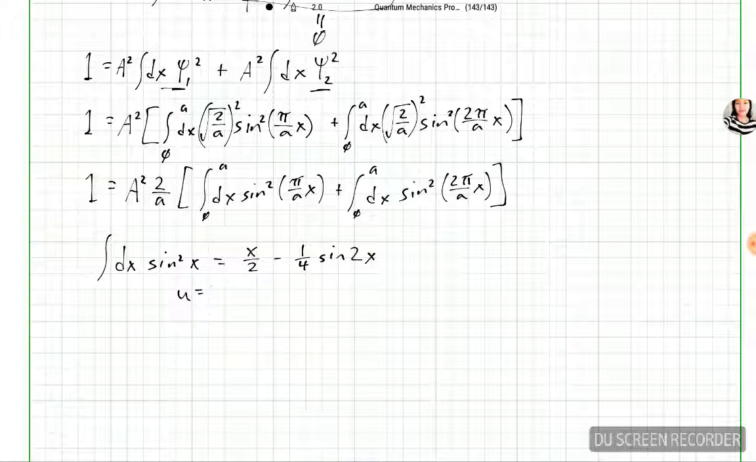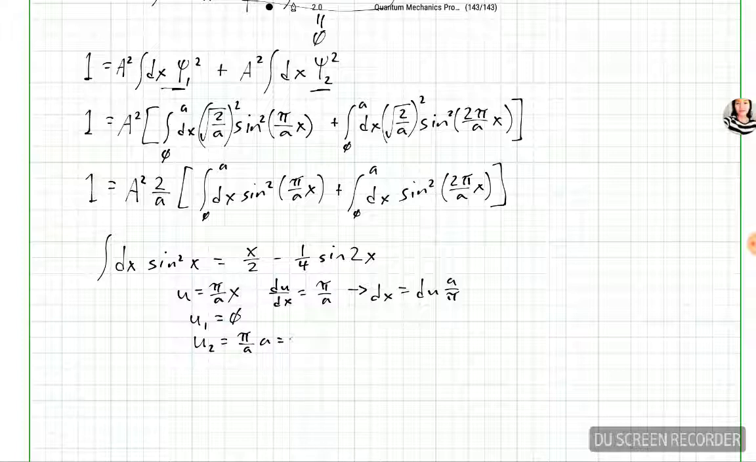My first u substitution is going to be u equals pi over a x, meaning that du dx is just going to be pi over a. So dx equals du a over pi. My limits are u1, so my lower limit is 0 because I just plug in x equals 0 for u1. My second limit, u2, I have pi over a times a, so it's just pi.